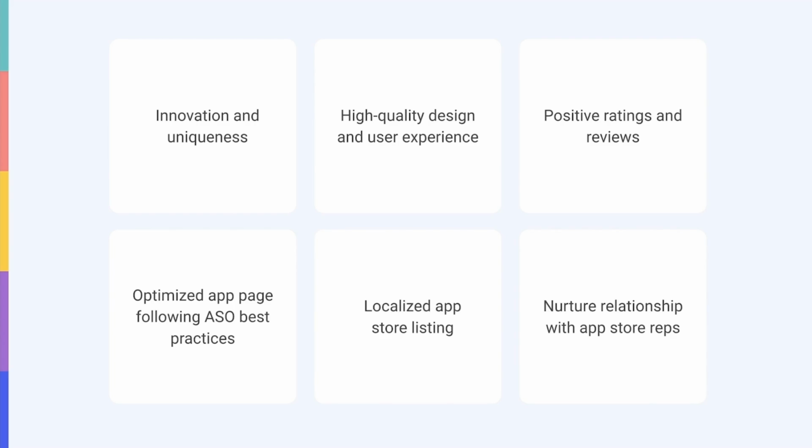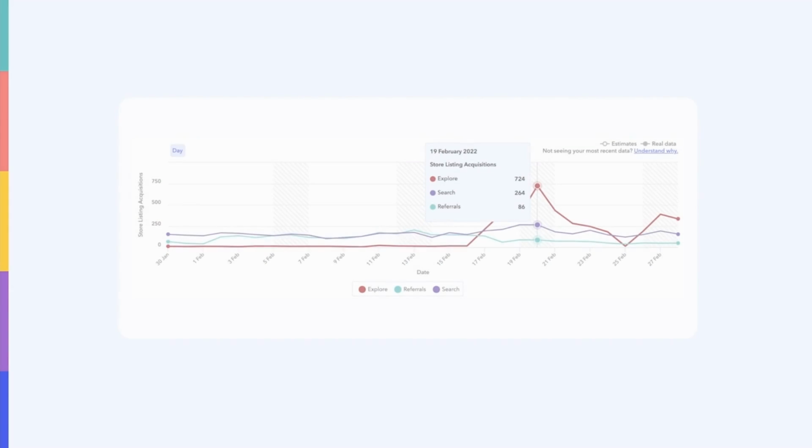So, let's say you follow our tips and guidelines to increase your chances of getting featured. What happens next? Well, Apple and Google don't necessarily inform developers as to when or where your app is going to be featured. Instead, you might see a sudden influx of downloads that come from browse or explore traffic without knowing exactly where in the store your app has been featured. Luckily, AppTweak can give you the answers you need.